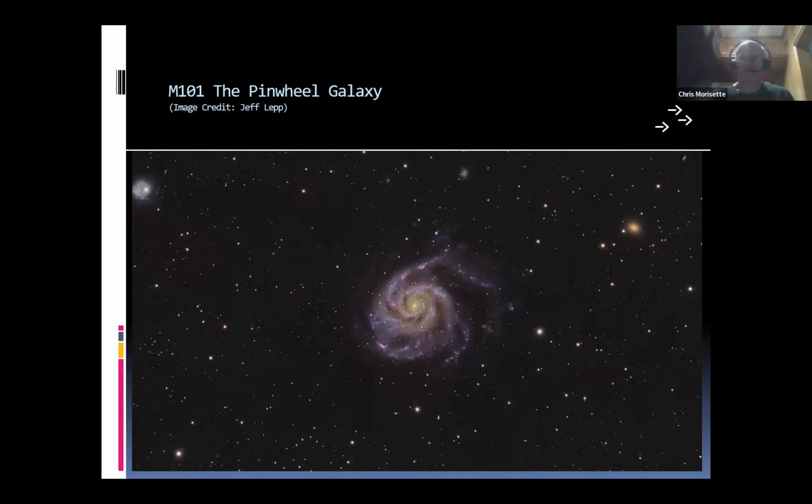It's about 23 million light years away, and it's a rather large galaxy. It's about 162,000 light years in size. It's 1.5 times the size of our own Milky Way.